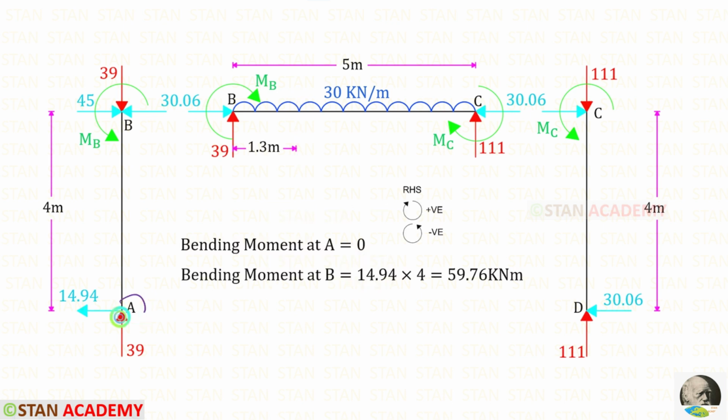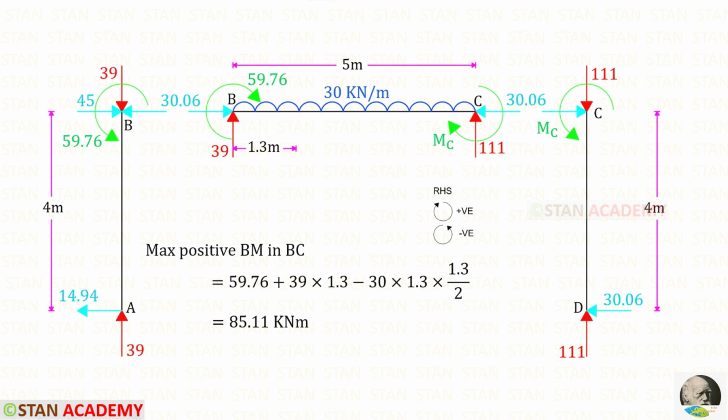To find the moments at A and B, we can use the right-hand side rule. It is the hinged end, so the moment will be 0. Let us find the bending moment at B. HA is acting in the clockwise direction so that it will be positive and the distance is 4. For bending moment at B, we will get a positive value. That means the moment at B is a sagging moment.